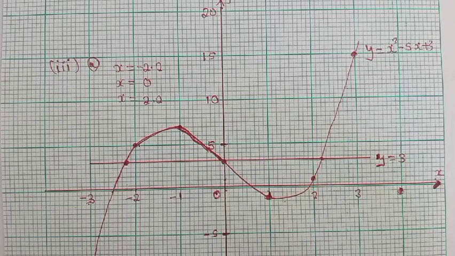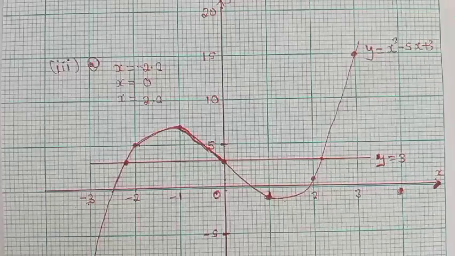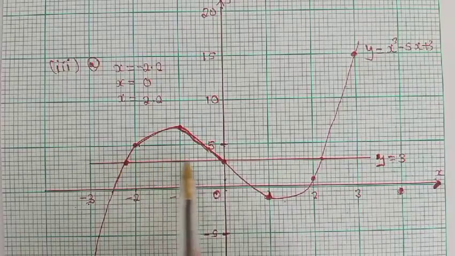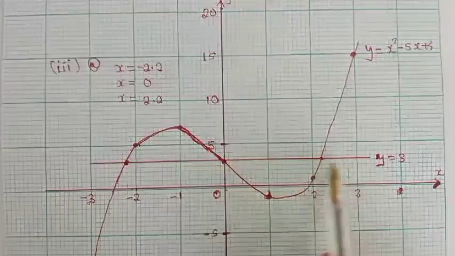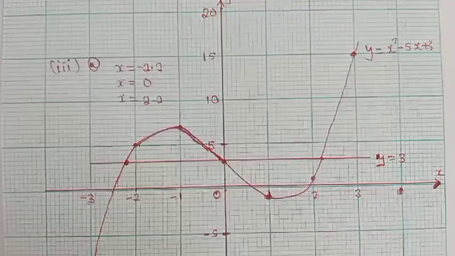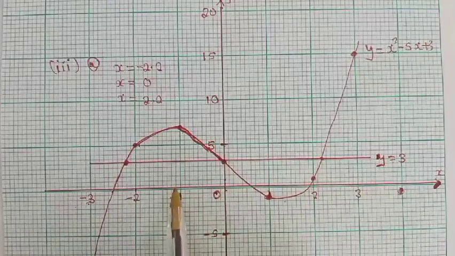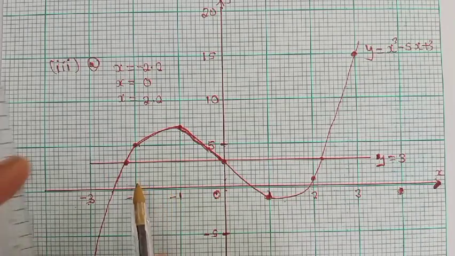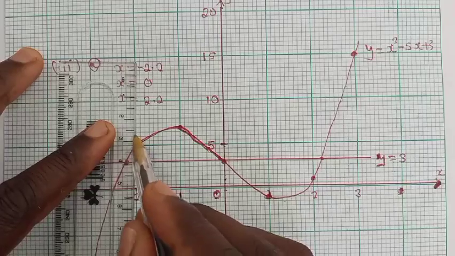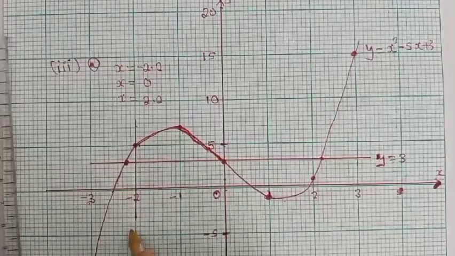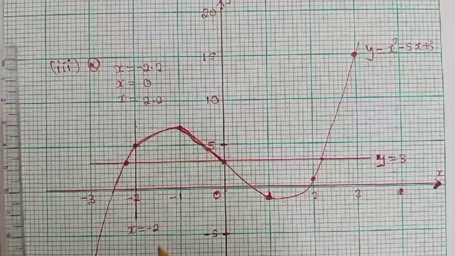All right. We go to the next question. They are saying, estimate the area bounded by the curve y is equal to 3 and x is equal to negative 2. So y is equal to 3. It has been graphed already. And x is equal to negative 2 is right here. So this is what you do. You graph your x is equal to negative 2 right there.